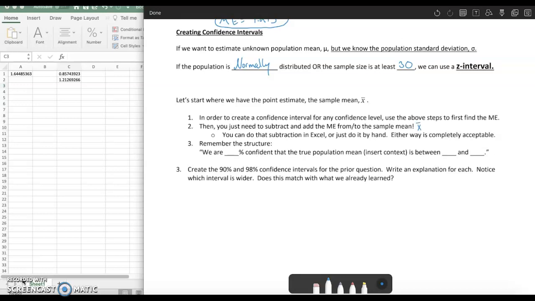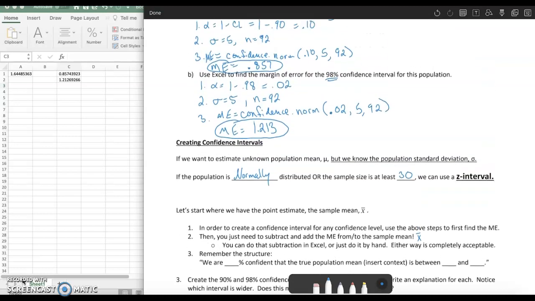You can do this subtraction in Excel, or in this case, you're allowed to do that step by hand. Either way is fine, because again, Excel, where that came into play, was finding that margin of error. It already came into play in the problems right here.